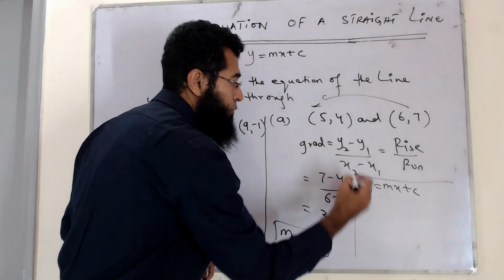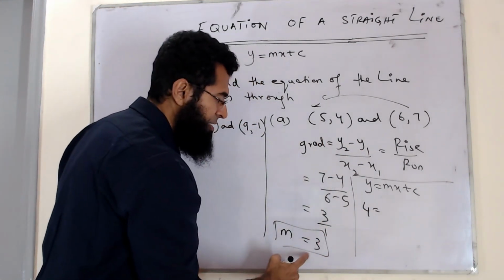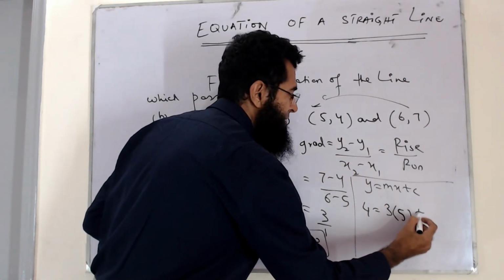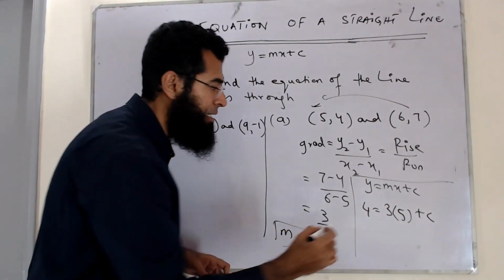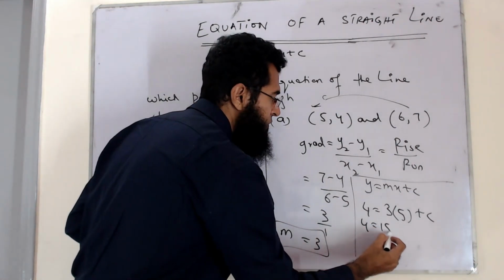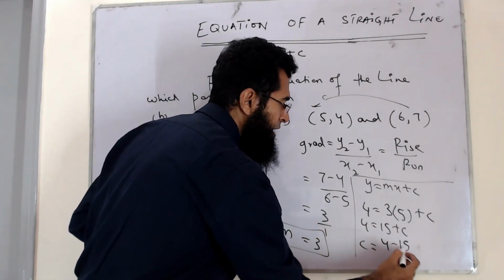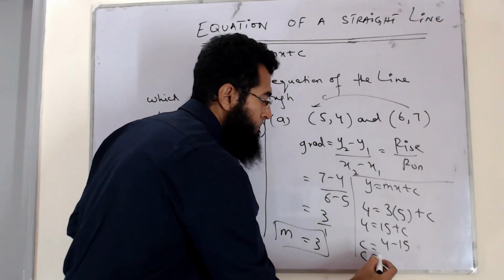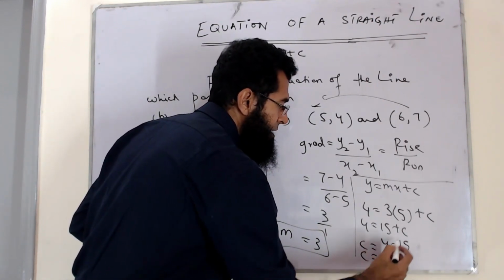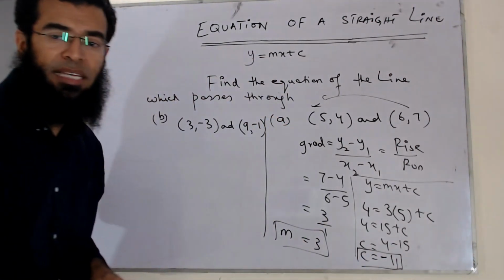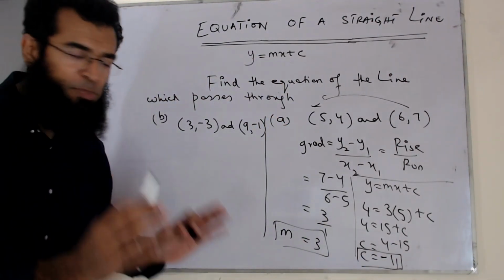So 4 is equal to the gradient, which is 3, times x, which is 5, plus c. We are evaluating c. So this is 4 is equal to 15 plus c. So c is what? 4 minus 15, which is minus 11. So c comes out to be minus 11, right? I hope it's pretty simple.